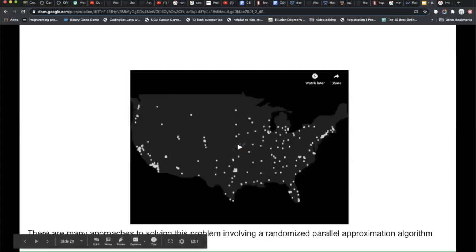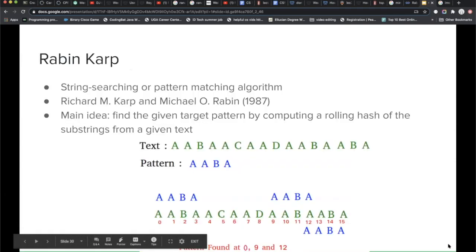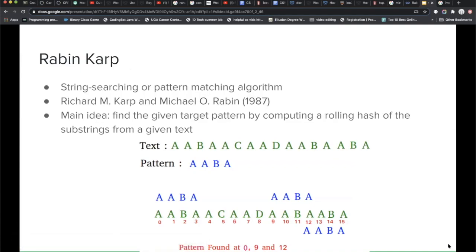There are many approaches to solving this problem, including involving a randomized parallel approximation algorithm. The next algorithm we're going to talk about is the Rabin-Karp. It's a string searching algorithm or pattern matching algorithm. It was developed by Richard M. Karp and Michael O. Rabin in 1987.